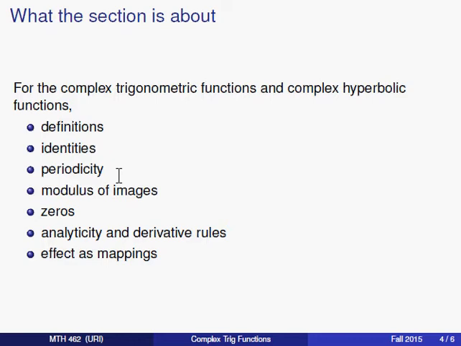It turns out that they are periodic. Even the hyperbolic functions are periodic in the complex plane, something that doesn't happen in the real line. We talk about the modulus of the images, how big they can be. We talk about the zeros of these functions, and we talk about their derivatives and where the derivatives exist. We also talk a little bit about what effect these functions have on sets, such as lines, in the complex plane. Now, please read through the section and make a note of all of these properties.